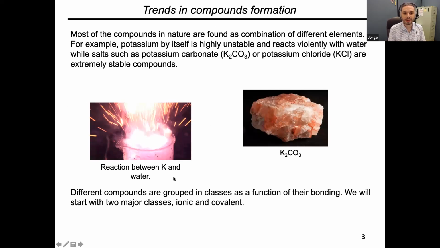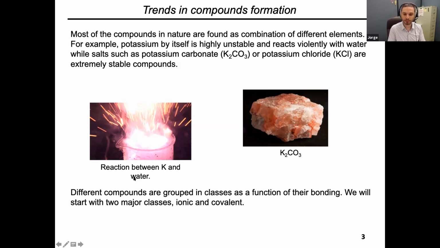Okay, so let's recap a little bit about the chemical bonds. So remember that most of the compounds in nature are found as combination of different elements. For example, potassium by itself is highly unstable and reacts violently with water, while salts such as potassium carbonate or potassium chloride are extremely stable compounds. Therefore, the elements will find a way to combine with other elements to achieve stability.